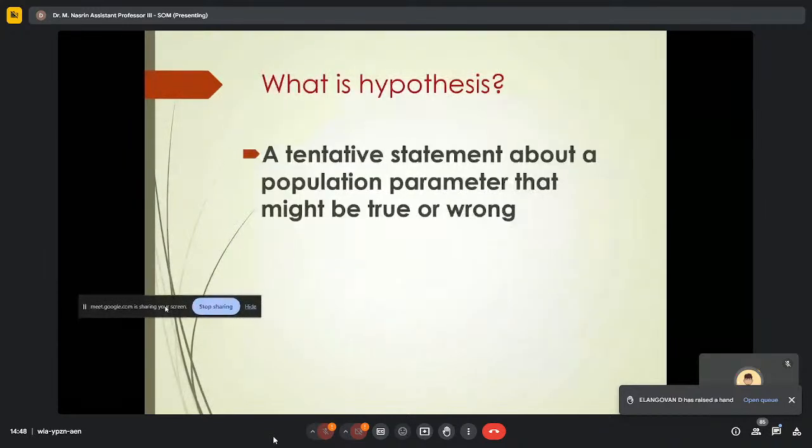So what is a hypothesis? A tentative statement about a population parameter that might be true or wrong. So I want to confirm whether my assumption is true or wrong. Suppose, for example, I want to have a tentative statement like, out of this particular crowd, a huge number nearing 1,000 people are in this particular program. So in this group of 1,000, all are attentive to what I am saying.